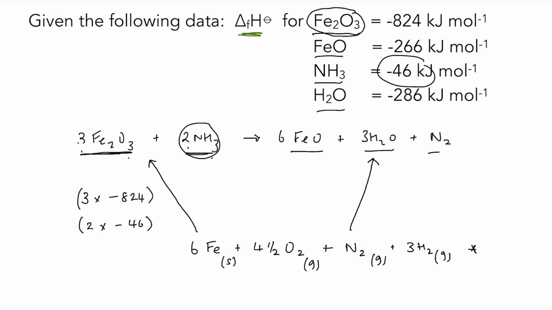Looking at my other arrow, I can see that I'm going to make 6 FeOs. So I need 6 times minus 266 and 3 lots of water, so 3 times minus 286, and we've already explained why there's no number for nitrogen. So far so good. Most students don't have a problem up until this point.